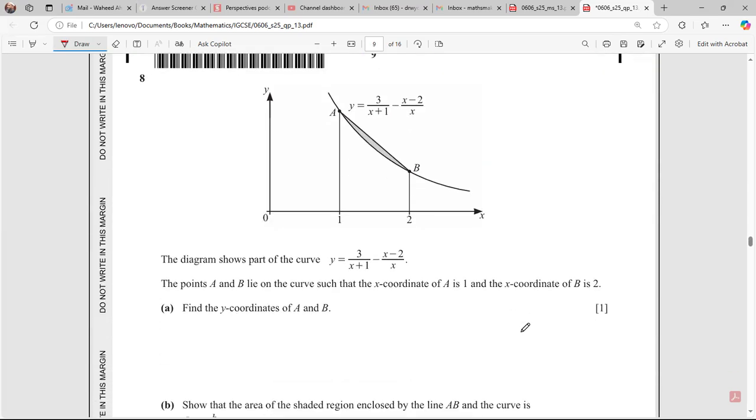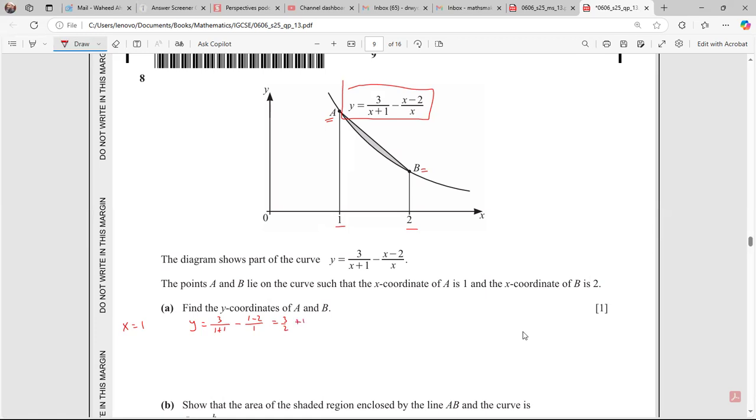Now, this is also an interesting question. Here we are given this curve. The equation of this curve is given by this one, and we have to find the value of the y coordinate of A and B. X coordinates are given as 1 and 2. So if x is 1, what's the value of y? Y is going to be 3 over 1 plus 1, minus 1, minus 2 over 1. So 3 by 2 minus minus 1, so this is plus 1.